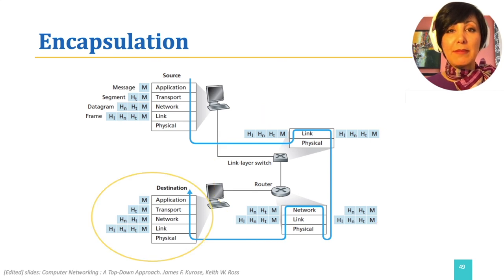When the frame arrives at the destination, for the data to be delivered to the using application, the headers of the link layer, network layer, transport layer, and application layer are analyzed and removed respectively for the data to be delivered to the application.